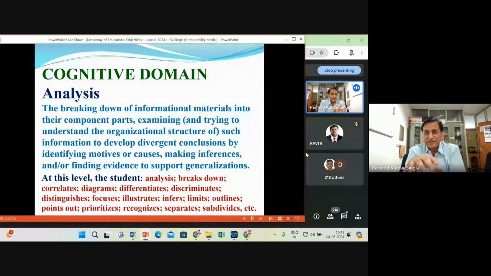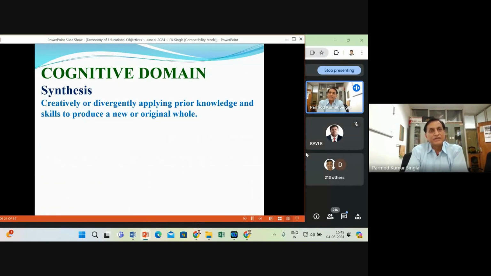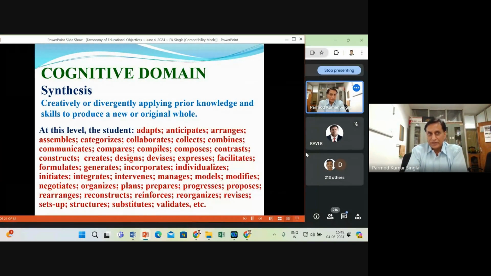You have to use this kind of terminology to write the program outcomes if you want to raise the level of the student to the level of analysis. And this is the level you talk about for the synthesis. These are the action verbs. Many times when we ask the teachers to write the program outcomes or the course outcomes, they find it very difficult to find an appropriate verb which defines that level for which they are designing the program.